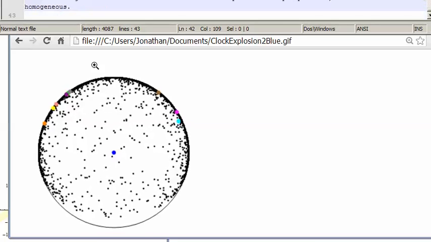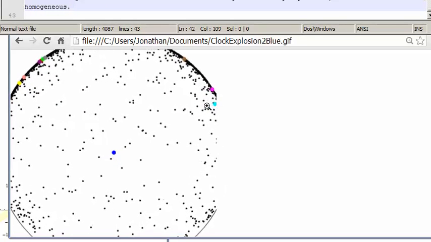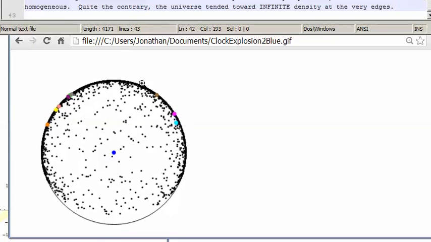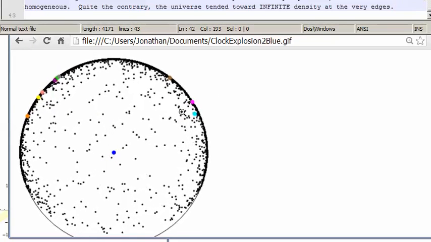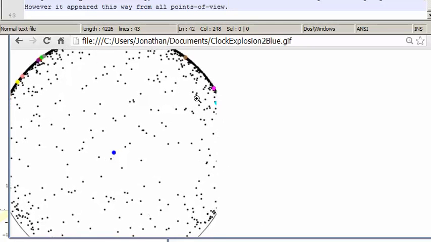What Milne argued for was that the universe was isotropic from all perspectives, but it was not homogeneous. Quite the contrary, the universe tended towards infinite density at the very edges. However, it appeared this way from all points of view.